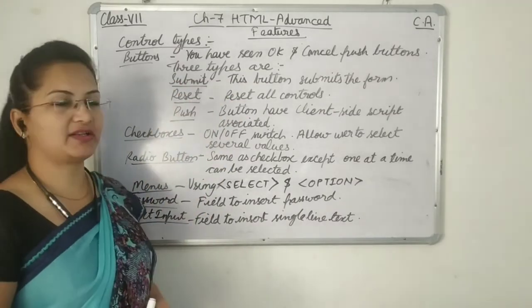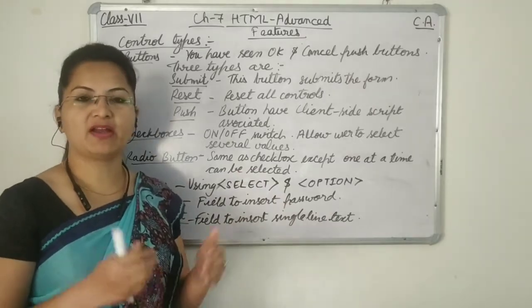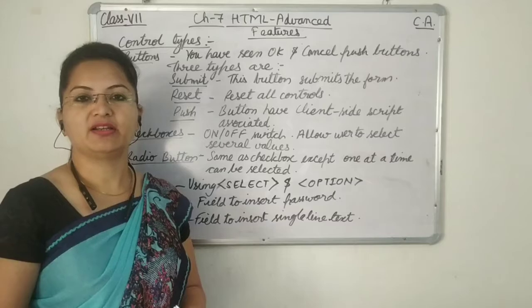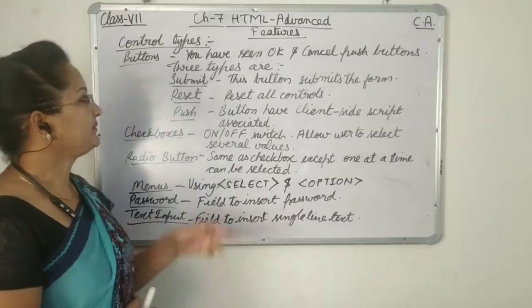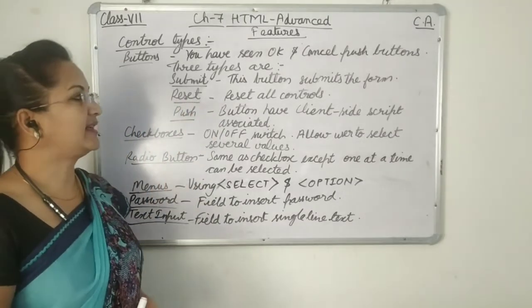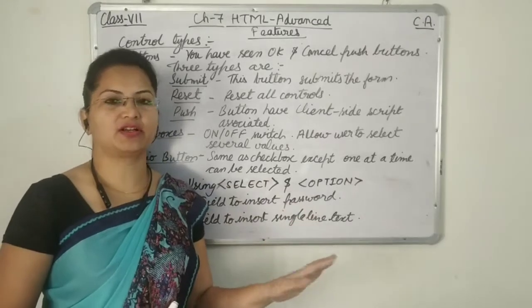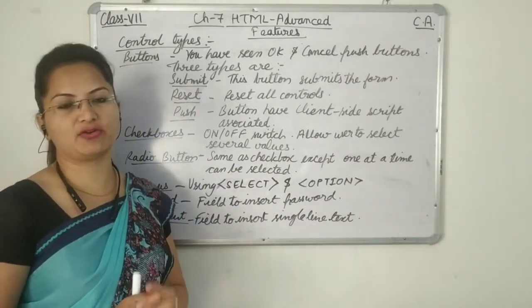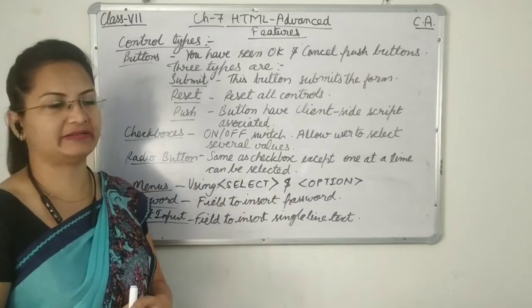First is submit button. Submit will submit the form. Either it will be submitted to the same page or will be submitted to the next page. Then reset. Reset will clear all the controls. Like if we have filled the form and we don't want it, then we can click on reset and the whole form will be cleared.